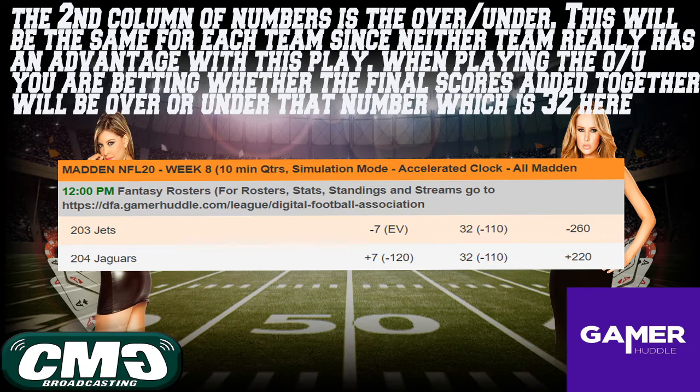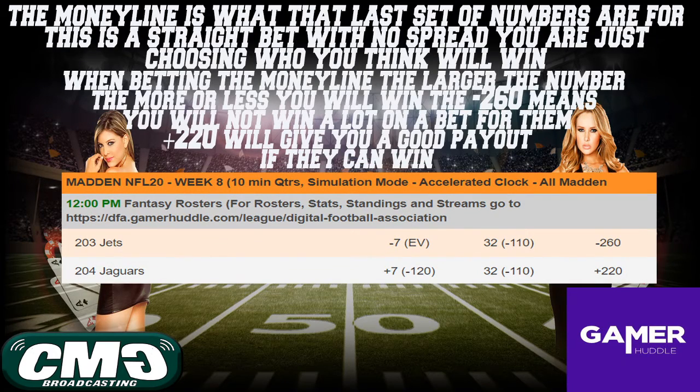Now, if they add up to exactly that number, that's when the casino makes the most of their money, because everybody loses there. And that's where the casino can make it rich. Now, the last one we're going to take a look at before we look at example payouts and how to calculate those is what's called the money line. And that's that last set of numbers.